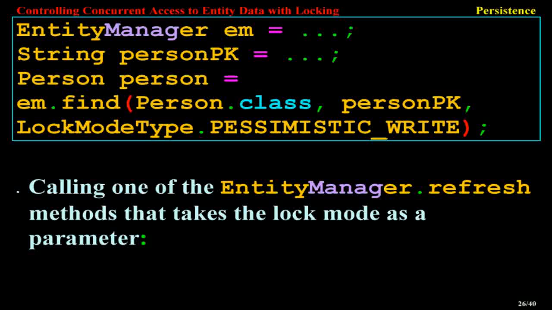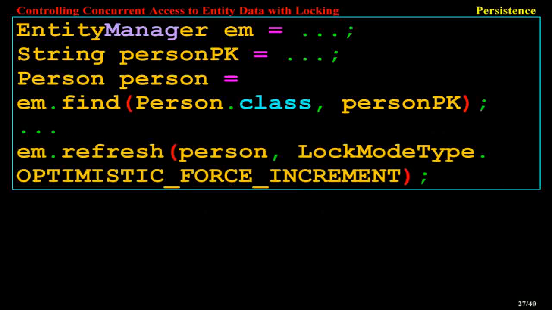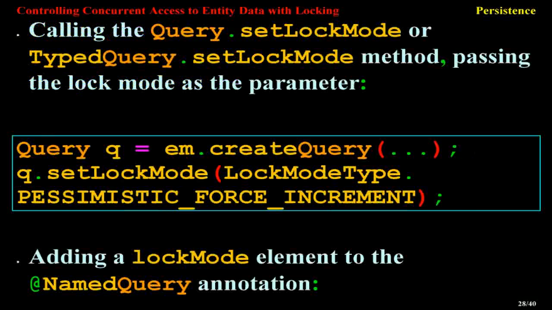Calling one of the EntityManager.refresh methods that takes the lock mode as a parameter: EntityManager m = ...; String personPK = ...; Person person = m.find(Person.class, personPK); m.refresh(person, LockModeType.OPTIMISTIC_FORCE_INCREMENT).